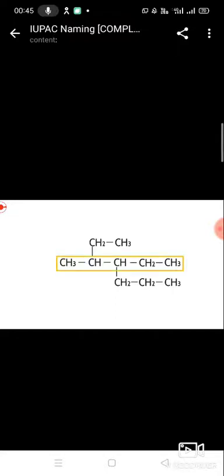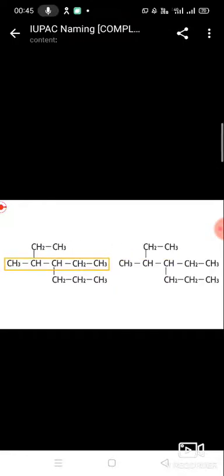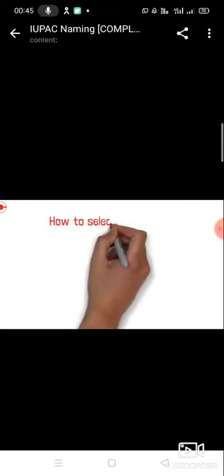Look at this example. Here first if you take this one, 5 carbon atoms are there. Again if you select this type of chain, here 1, 2, 3, 4, 5, 6, 7 carbon atoms are there. So which one can you choose? 7 as the main chain, and methyl and ethyl as substituents.